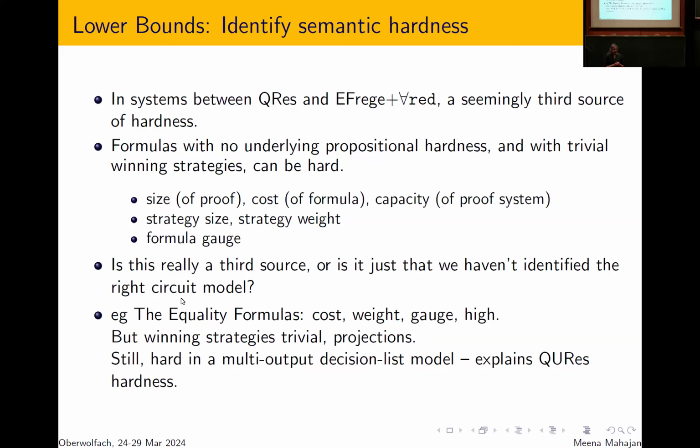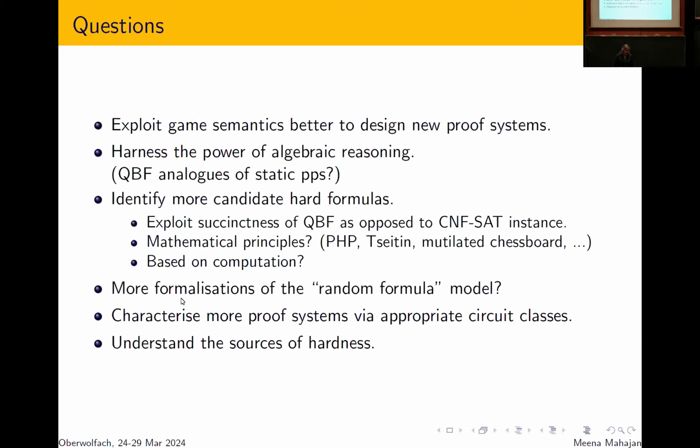But then it turns out that, they being trivial, it was a question of the right model. So it seemed that they were trivial because they were projections. But the moment you say that you want a multi-output decision list, they became hard. So really the work is on identifying the right model which corresponds to the proof system.